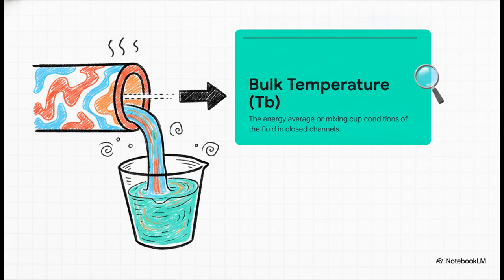Think about it. Fluid flowing right up against the hot wall of a pipe is going to be significantly hotter than the fluid coasting right down the center. If you were to literally chop off a section of that pipe, catch all the fluid in a cup, and stir it up until the temperature equalized, well, that average temperature is your bulk temperature. It is the absolute anchor for all of our internal pipe flow calculations.